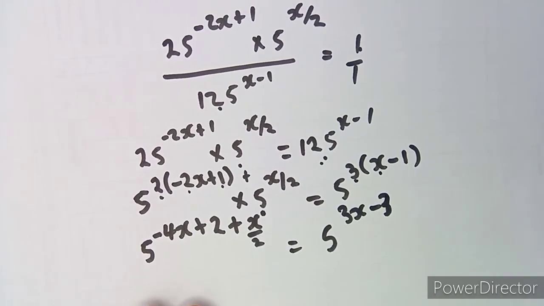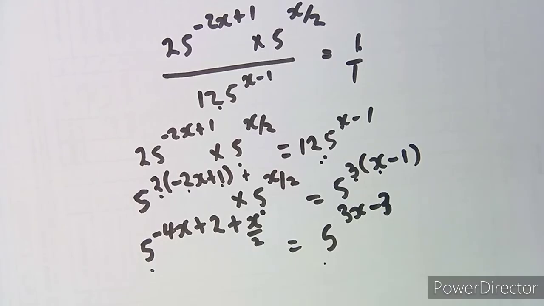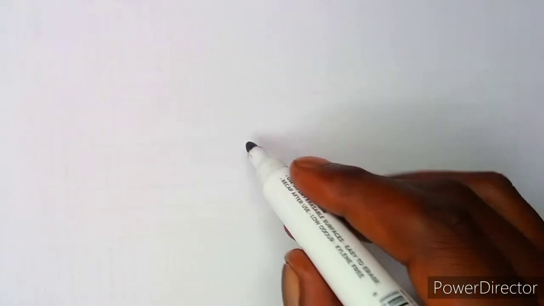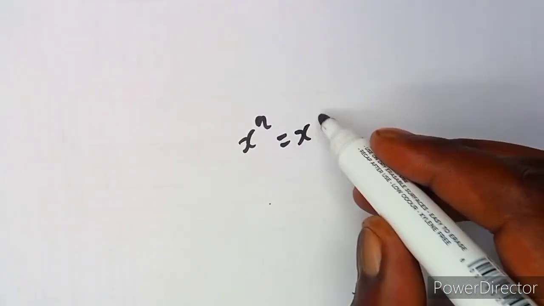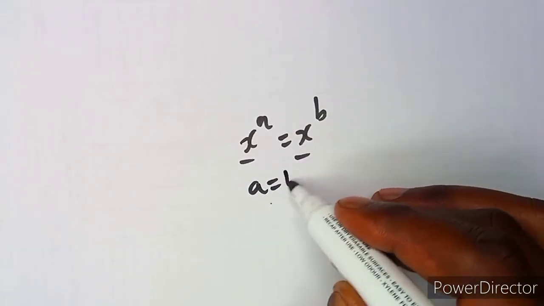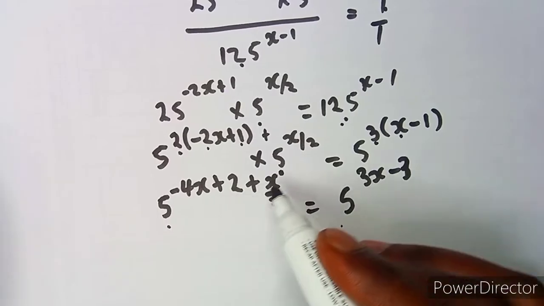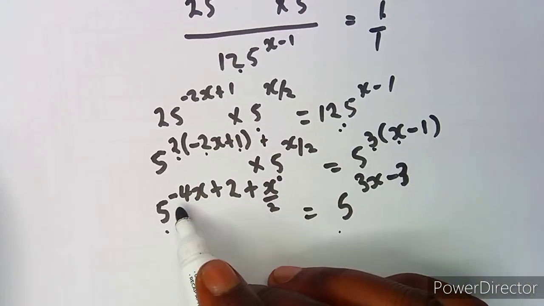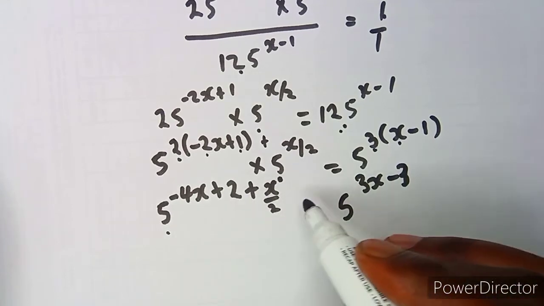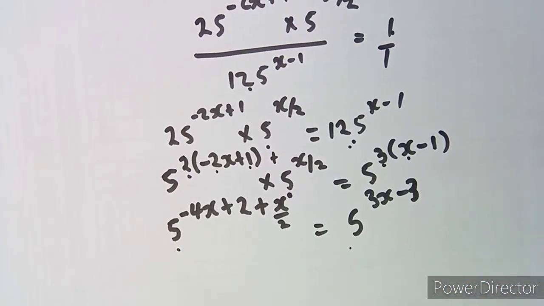Here we now have a condition where we have two bases, one on the left and the other on the right. We know that when we have x to the exponent of a equivalent to x to the exponent of b, as long as these bases are the same, it also means that the exponents are the same. A will be equal to b. So from this part we can take note that the exponents, in this case minus 4x plus 2 plus x over 2, is equivalent to 3x minus 3. That is the part that we are going to equate.